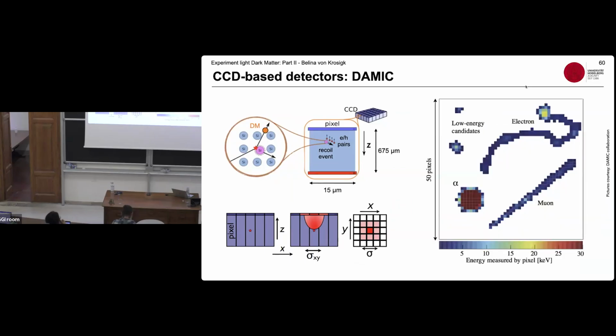And if you make this picture a little bit prettier, then you also get an energy scale. So again, here alpha, muon, electron is scattering more. So this is basically the picture you get after a lot of analysis.